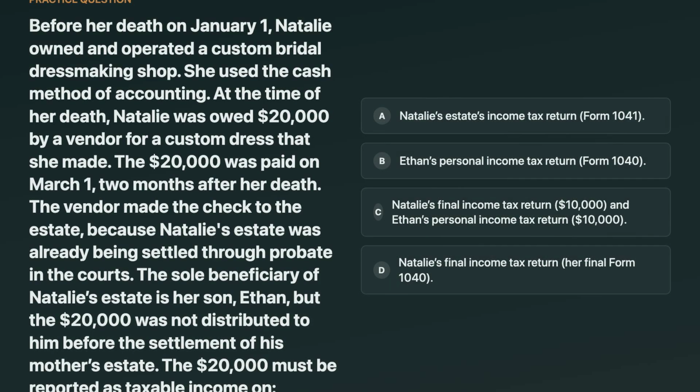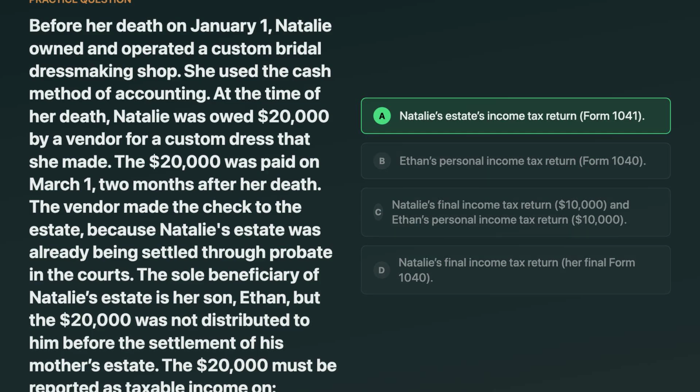Before her death on January 1st, Natalie ran a custom dressmaking shop using the cash method. A vendor owed her $20,000 for a dress she made, but the vendor paid on March 1st, after Natalie died. The check was made to the estate, and the money was not distributed to her son, Ethan, before the estate settled. Where is the $20,000 reported? The estate's Form 1041, Ethan's Form 1040, split between returns, or Natalie's final Form 1040? Think about it.